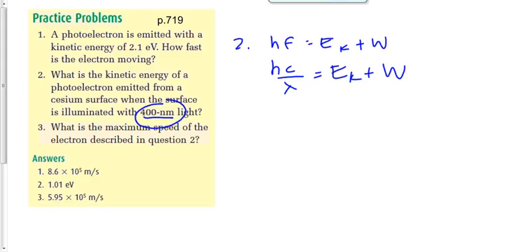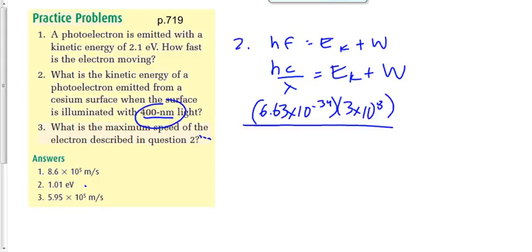They have an answer in electron volts here, but since we're going to use that to find the speed later on, I think I want to go joules right now. 6.63 times 10 to the minus 34 joule seconds times 3 times 10 to the 8, divided by lambda, which is 400 times 10 to the minus 9, equals EK max plus, what's the work function for cesium?